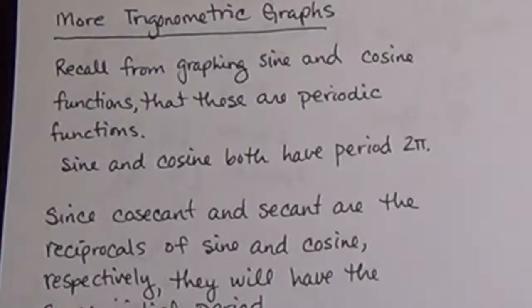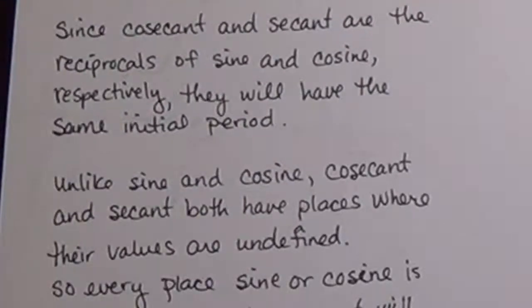In this video, we're going to look at more of the trigonometric graphs. So recall graphing the sine and cosine functions that we looked at in the previous video, which were periodic functions. For sine and cosine, we saw that both of them had period 2 pi. Since cosecant and secant are reciprocals of sine and cosine, they will also have the same initial period. Again, the period may change depending on the transformations, but to start out for just a secant curve or a cosecant curve, the period is going to be 2 pi.